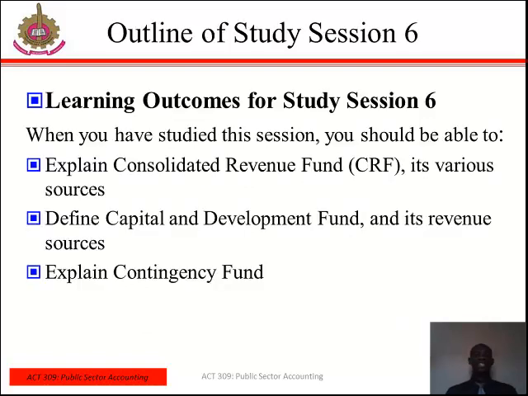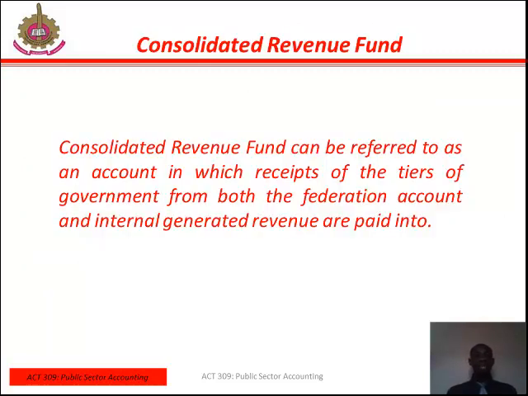When you have studied this section, you should be able to explain Consolidated Revenue Fund, CRF, and its various sources. You should be able to define the Capital and Development Fund and its revenue sources. And lastly, you should be able to explain Contingency Fund. But let us first of all talk about Consolidated Revenue Fund.